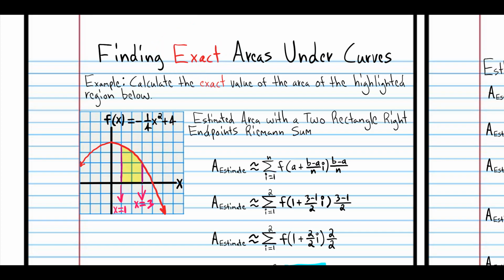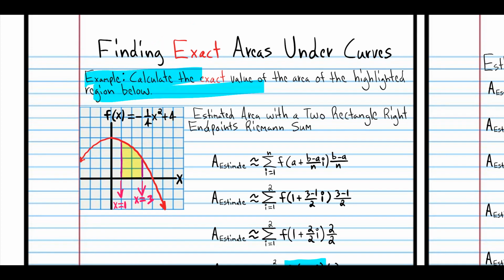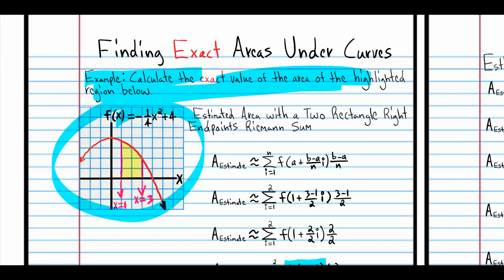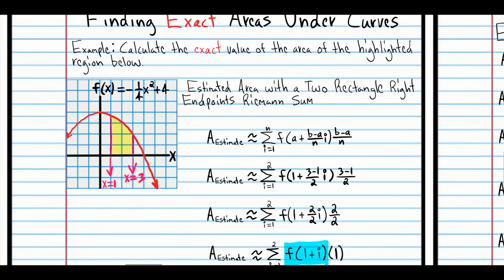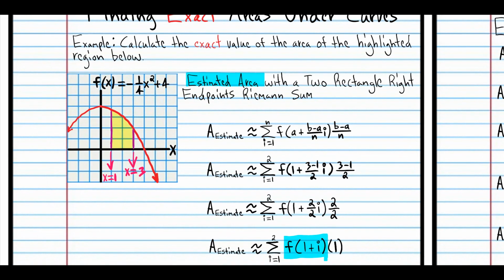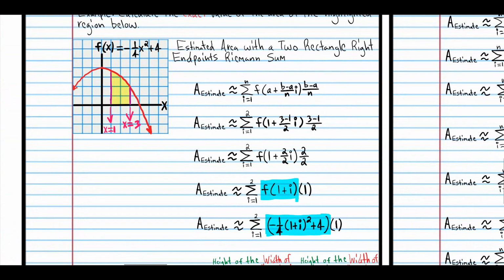So let's use this graph here as an example. I think we had this graph as an example in the previous class. So let's start by estimating the area with 2 rectangles using a right endpoints Riemann sum. So we're going to use the formula that we just used. That's this formula here, right? So we're going to do the exact same thing that we just did.